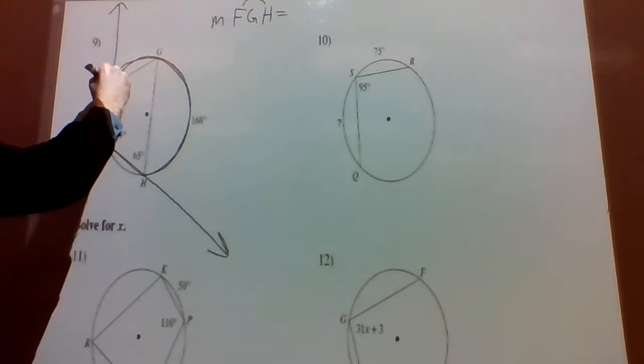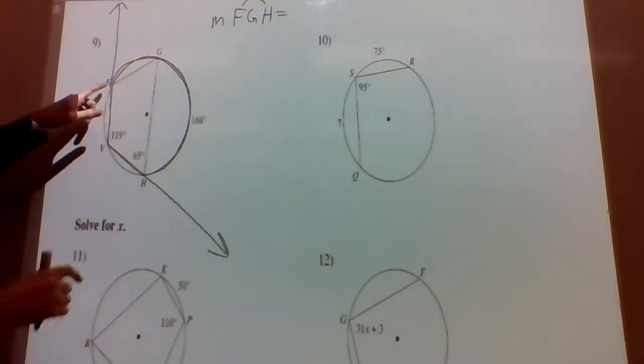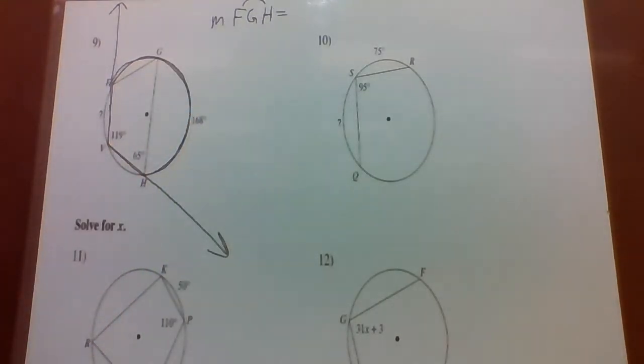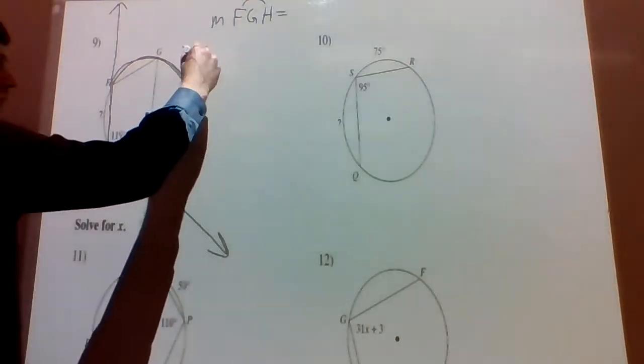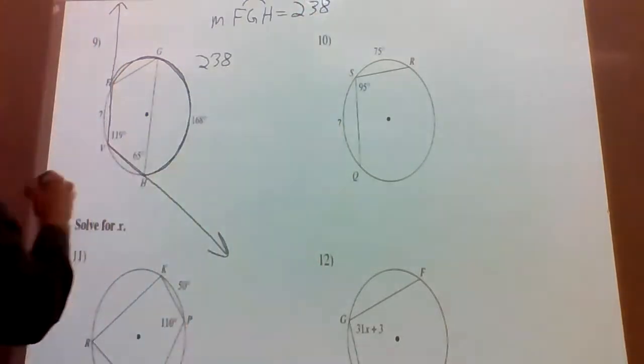This is our intercepted arc. We know that's going to be double the inscribed angle. So this whole thing here is going to be 119 times 2. So that's what, 120 times 2 is 238. So we know this whole thing is 238.